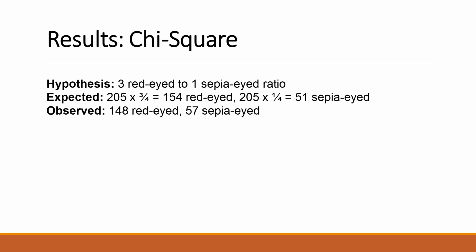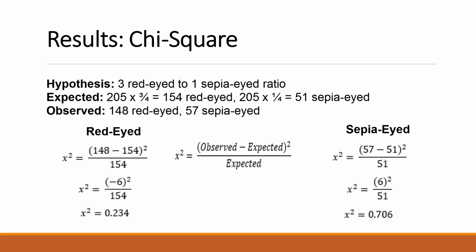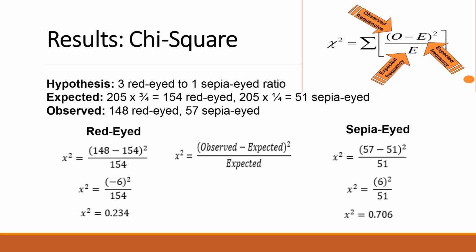We then calculated the chi-square by taking the observed minus the expected, squaring that, and then dividing that by the expected. The red-eyed chi-square resulted in 0.234, and the sepia-eyed chi-square resulted in 0.706. Therefore, we added the two to get a chi-square total of 0.94.